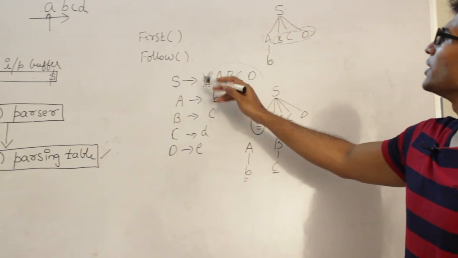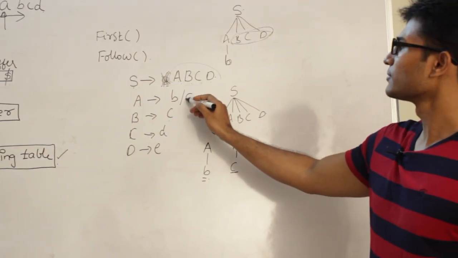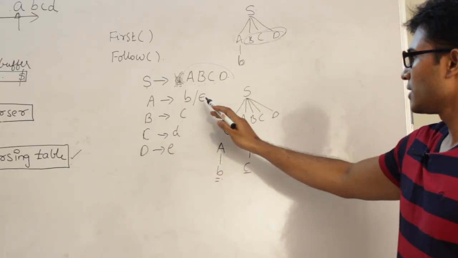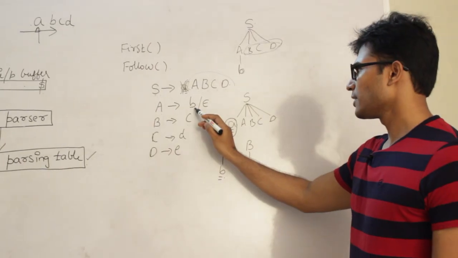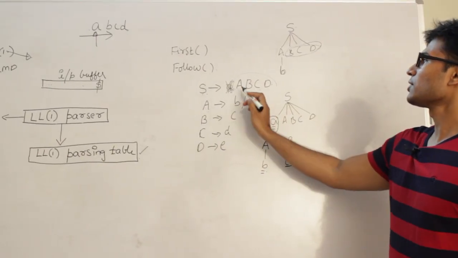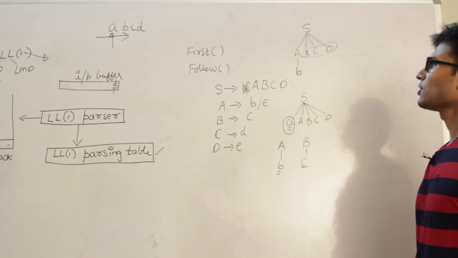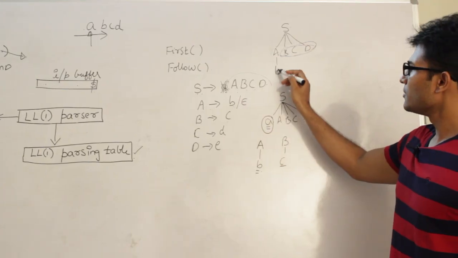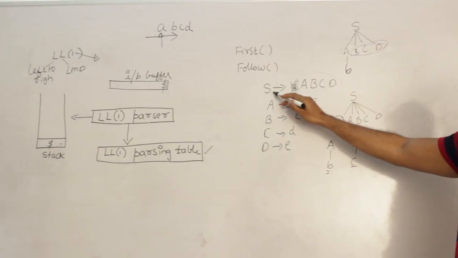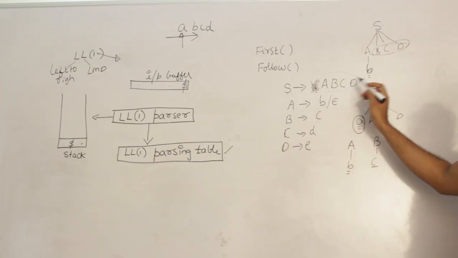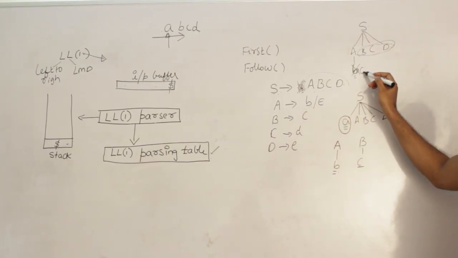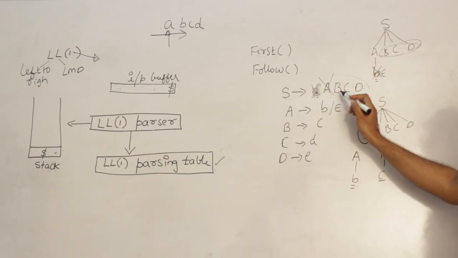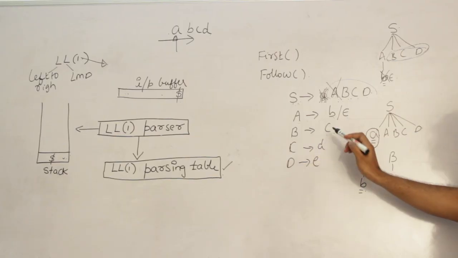In case A can also derive epsilon, let us say I have A derives b or epsilon. Now what is first of A? A can derive b or it can derive epsilon. Therefore first of A can be either b or epsilon. Now what is first of S? If I start with S, I can derive A, B, C, D, and now A can derive b. If that is the case, then first of S is b. Or A can derive epsilon. In case A derives epsilon, which means this A will vanish, now S is going to start with c. Therefore first of S is c, right?